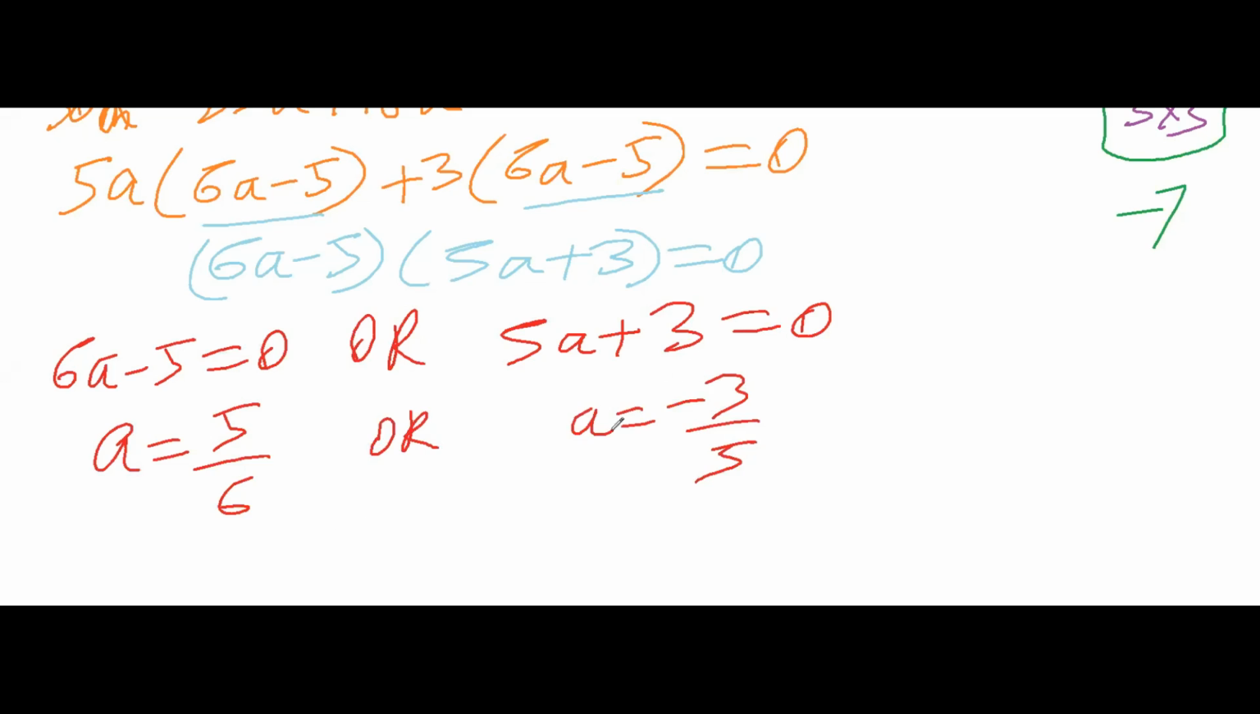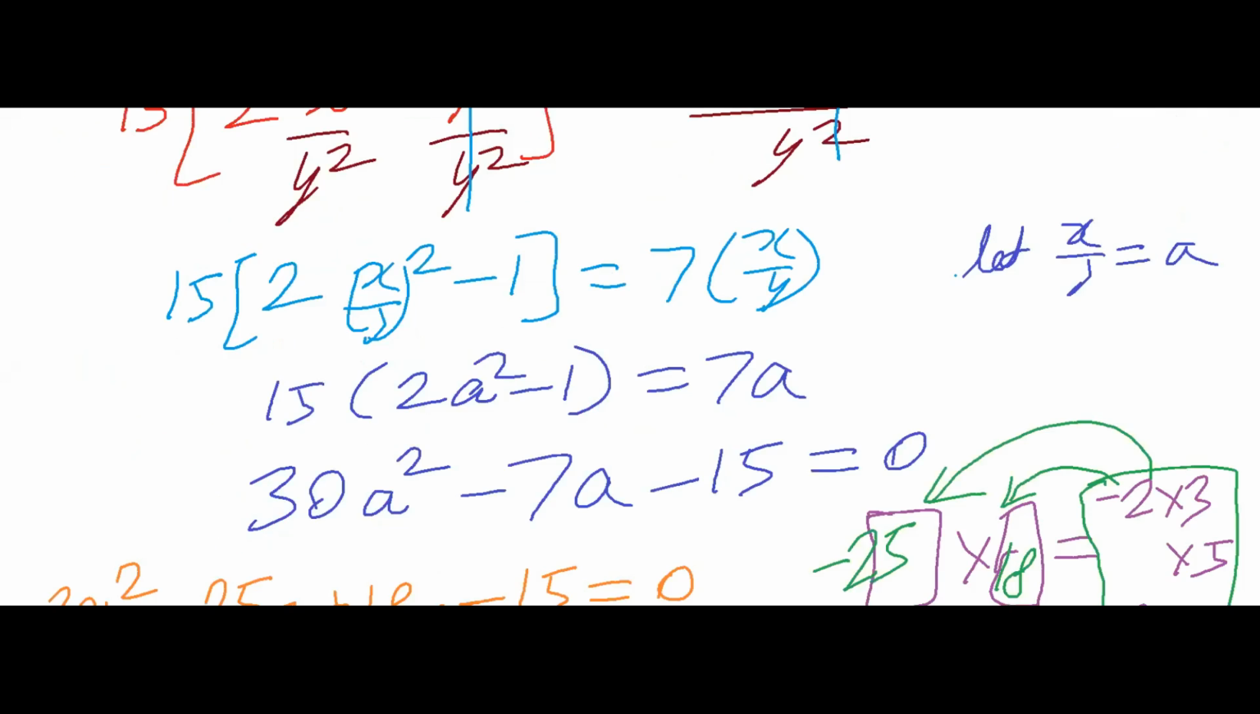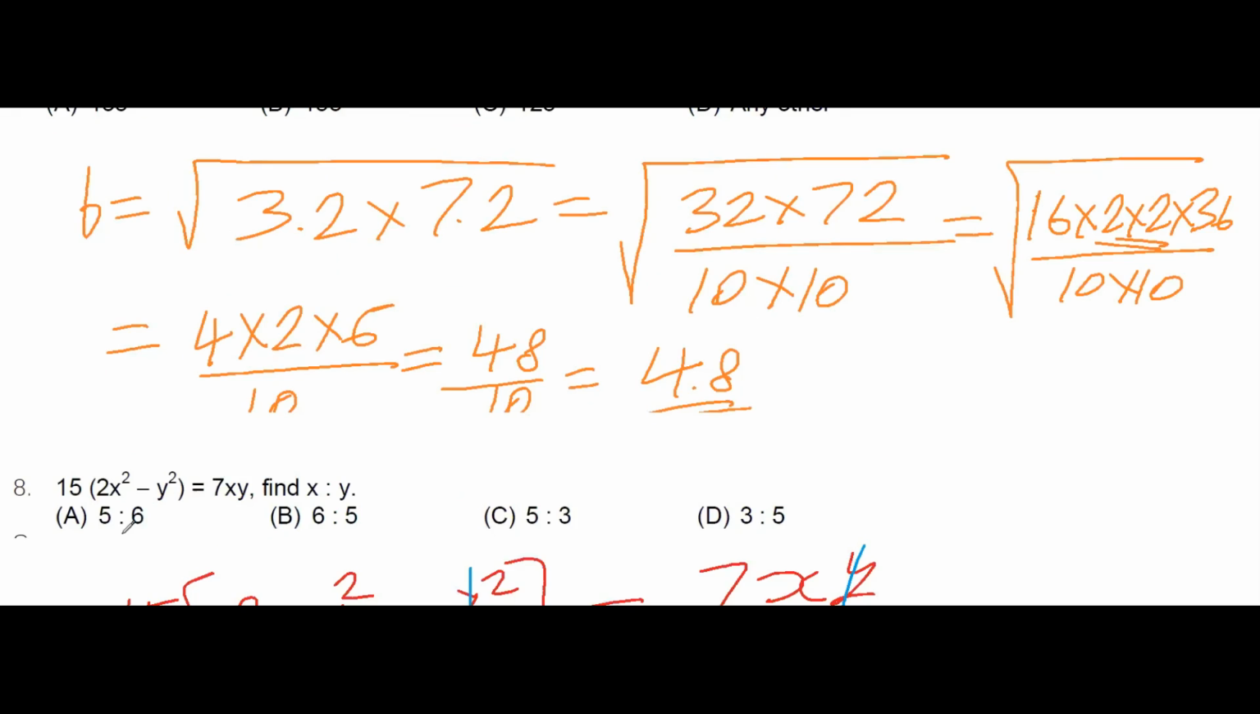So this negative number is generally avoided in ratio. So my answer will be 5:6, or 5 divided by 6. So 5:6, option A, is the correct answer. Got it?